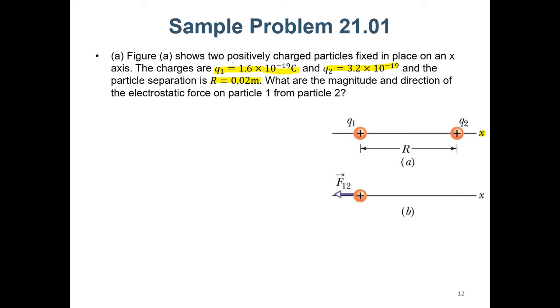So be careful about the unit. Sometimes the question gives you meters, sometimes centimeters, and you need to convert it to the SI unit. Usually the SI unit for length is meter. So what is the magnitude and direction of the electrostatic force on particle 1 from particle 2?